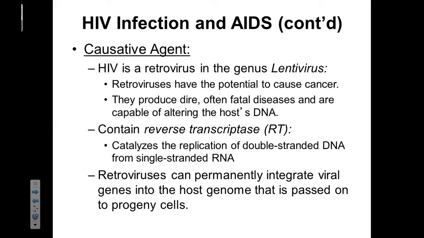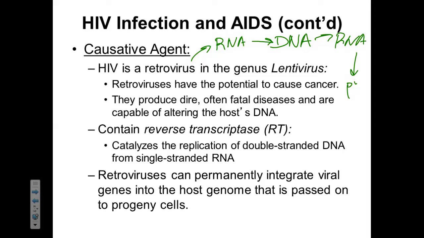HIV is caused by a retrovirus. When I say retrovirus, I mean that its genetic information goes from RNA back to DNA. It's retrograde, so to speak. It goes opposite of the normal path of progression of DNA to RNA to protein. And after we go from RNA back to DNA, then we go back to RNA and then to protein. So HIV is caused by a retrovirus within the genus lentivirus.